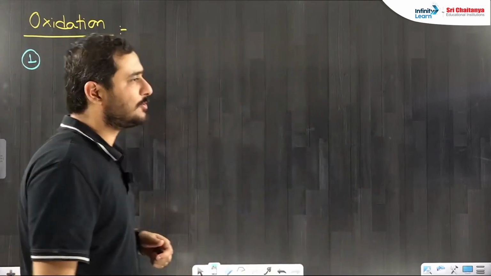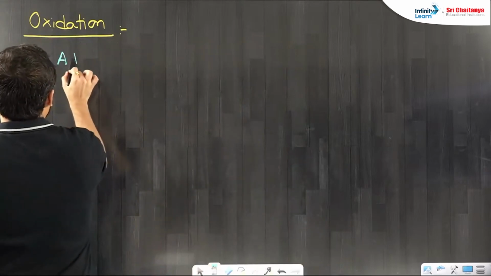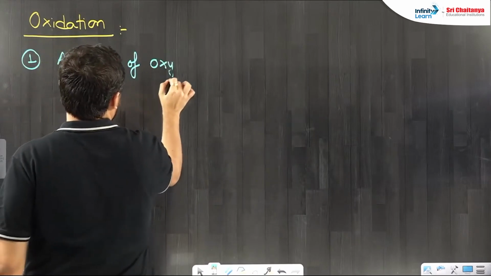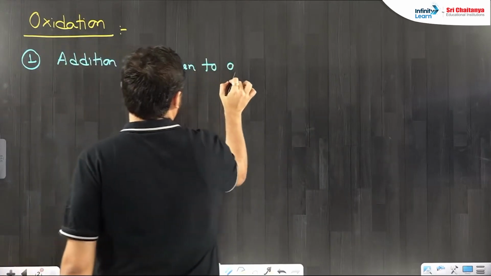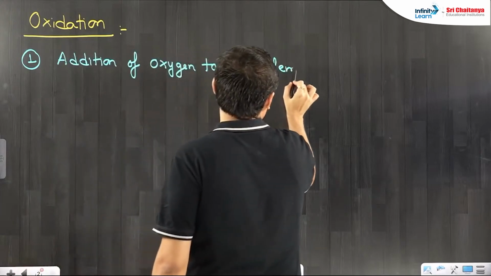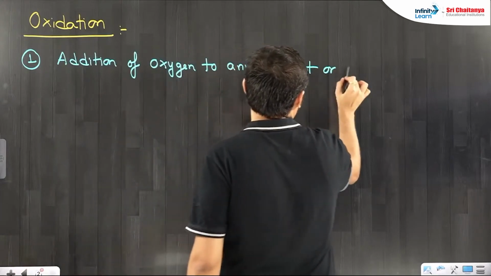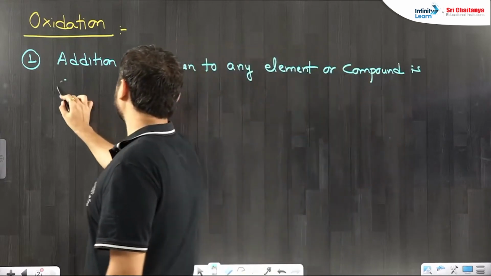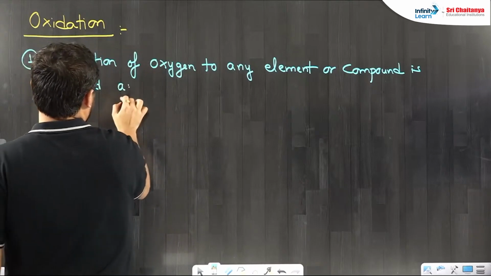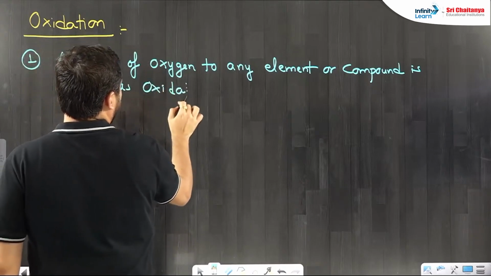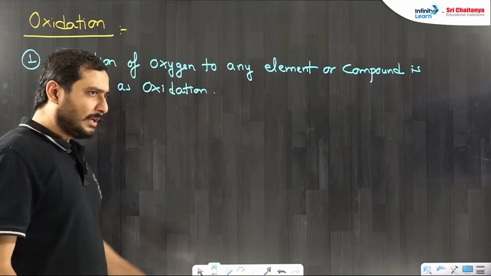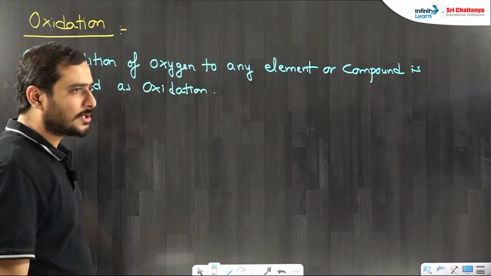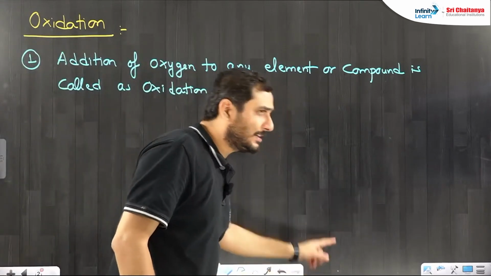So let us start from the first point. The first point is addition of oxygen to any element or compound is called oxidation. So if oxygen is added to any element or to any compound, then that process will be called which process? Oxidation process. So we'll write these four types.